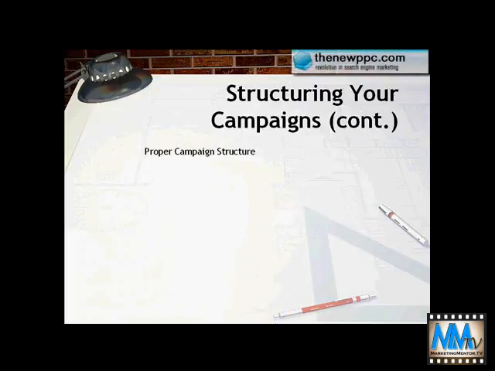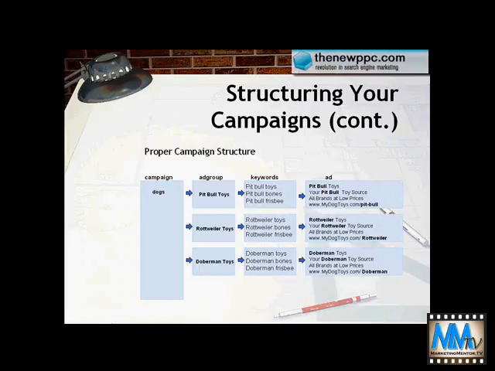We're going to show you the proper way to structure your campaigns. And here we go. The first campaign that we're going to start with, of course, is going to be dogs. Underneath the dogs campaign, we're going to have multiple ad groups. This is where you want to split everything up. So we have Pitbull toys, Rottweiler toys, Doberman toys. Inside those ad groups, we have very specific keywords to the ad group itself, which is Pitbull toys, Pitbull bones, and Pitbull frisbee.